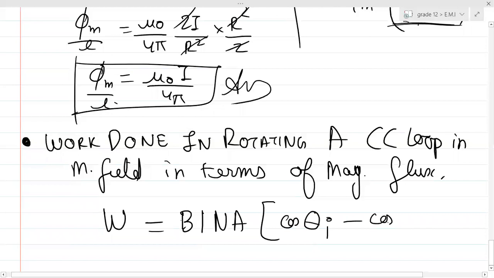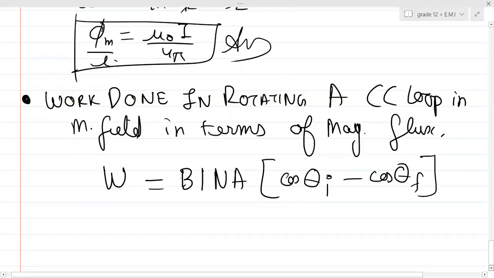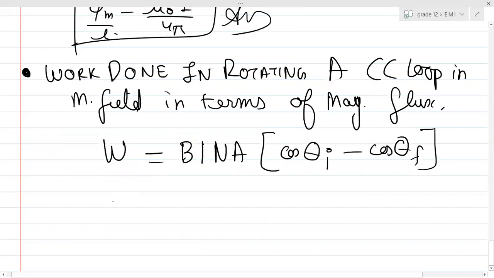Yes or no? Guys, do you remember, if you were rotating it from theta I to theta F, this was the work done? Yes or no? Was this the work done? So the work done will be equal to, can you see?